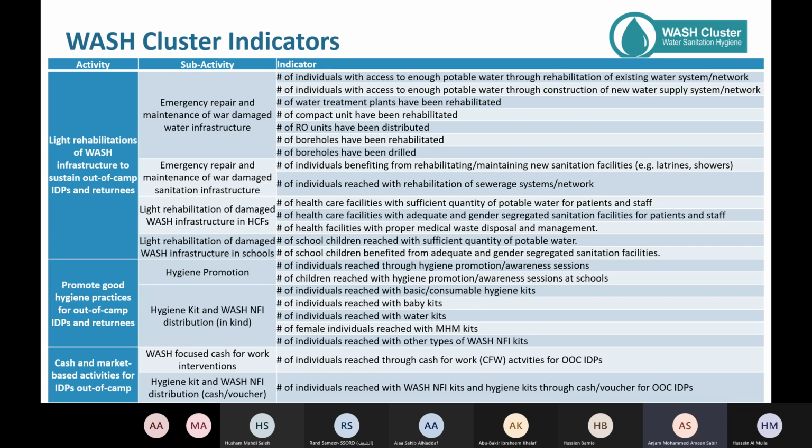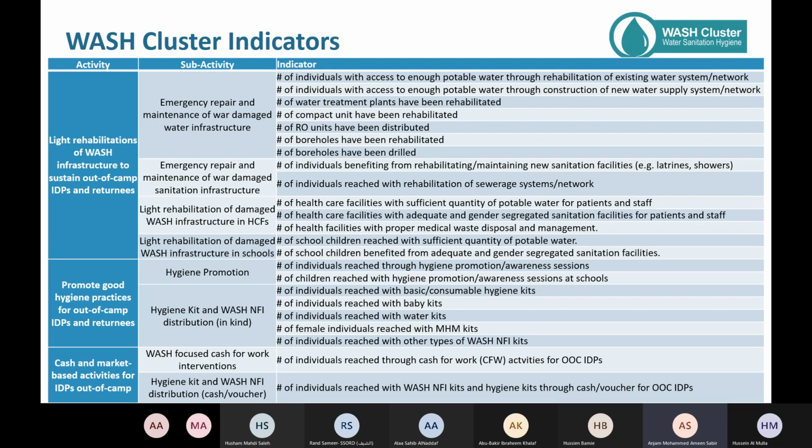The two sub-activities for this one are WASH-focused cash for work interventions and hygiene kit and WASH NFI distribution cash and voucher. For cash for work activities, same as in camp, number of individuals reached through cash for work activities for out-of-camp IDPs. Again, this could be the cash for workers that has been used for cleaning campaigns, for solid waste management, for any rehabilitations or small-scale rehabilitations by skilled laborers, without duplication, of course.